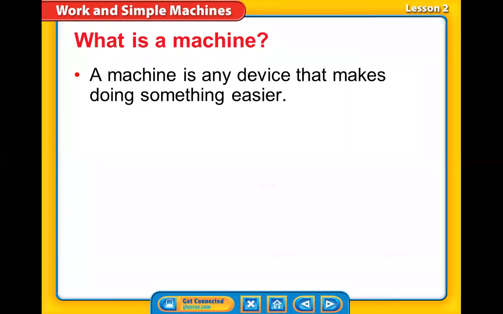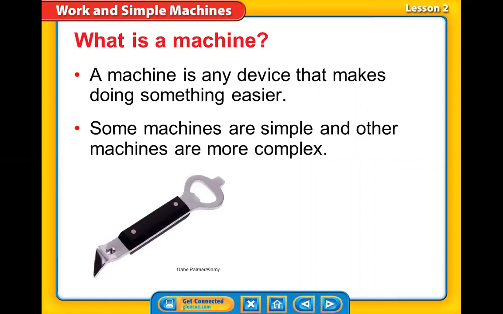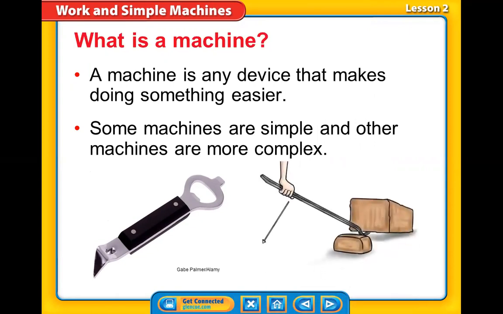Or I will use a crowbar to lift a heavy rock or something so heavy. It's also called a machine. Why? Because it's making the work easier for me. Machines can be simple or complex, such as the bottle opener that we said, and also the crowbar that we use to lift something up.